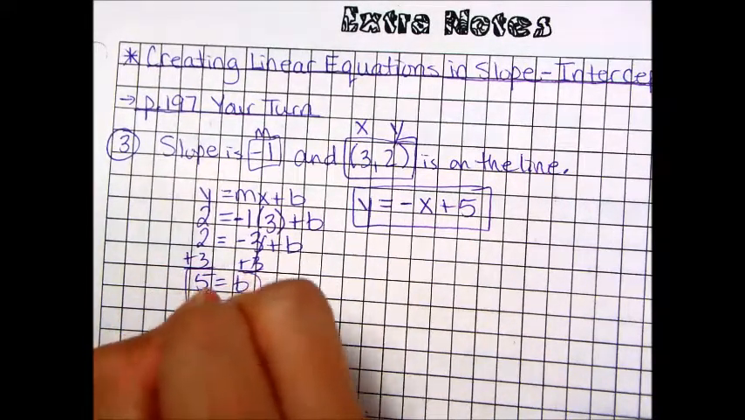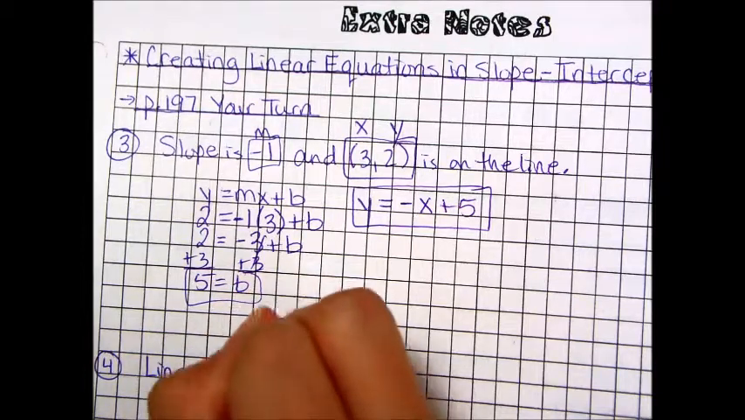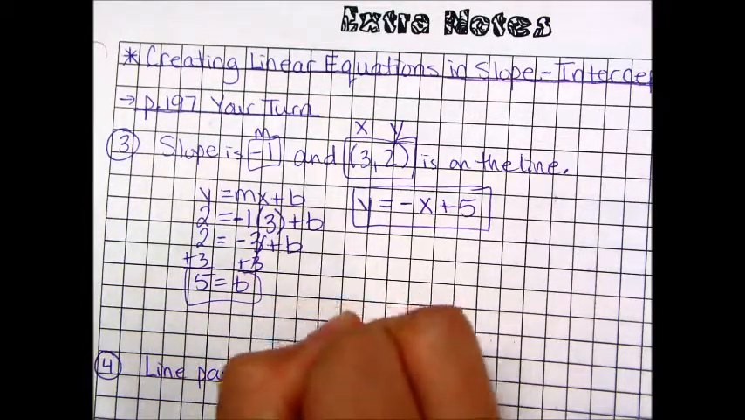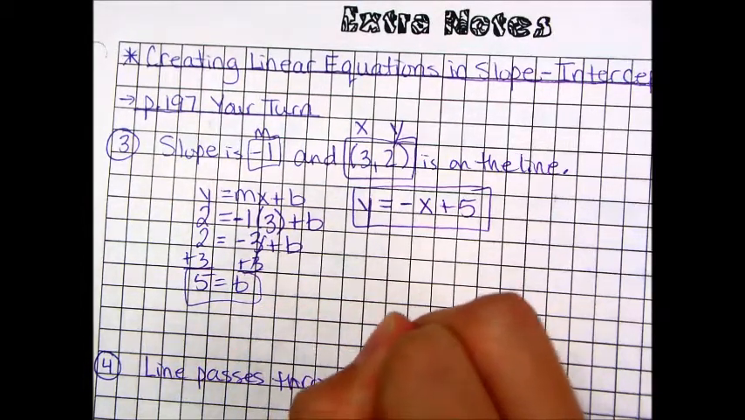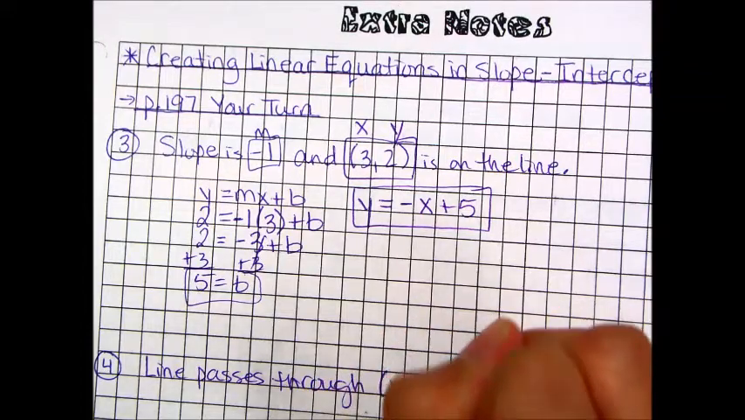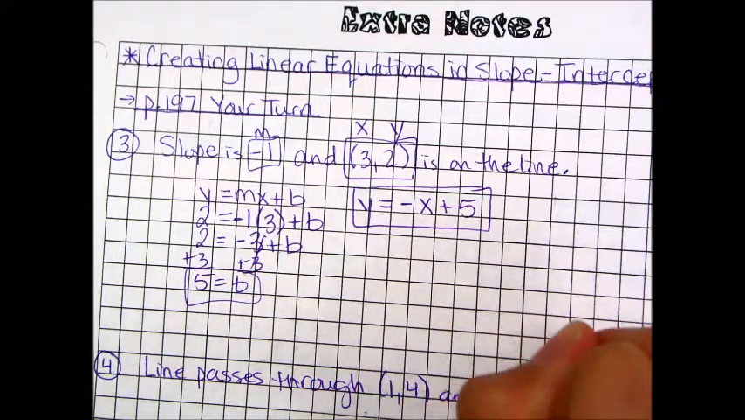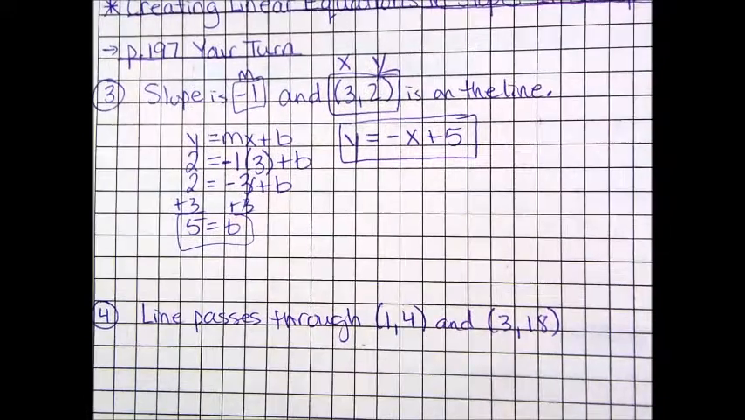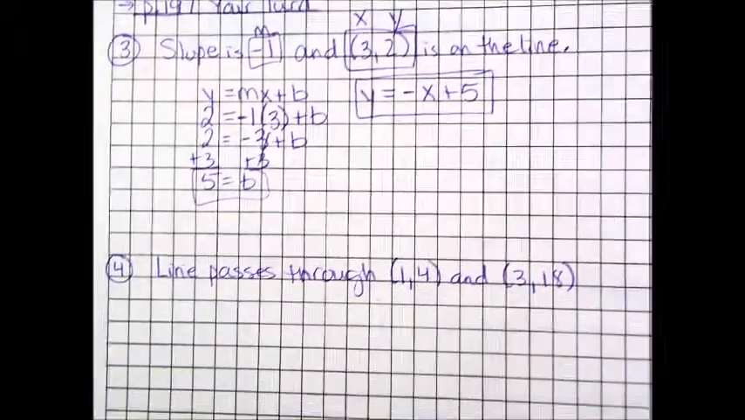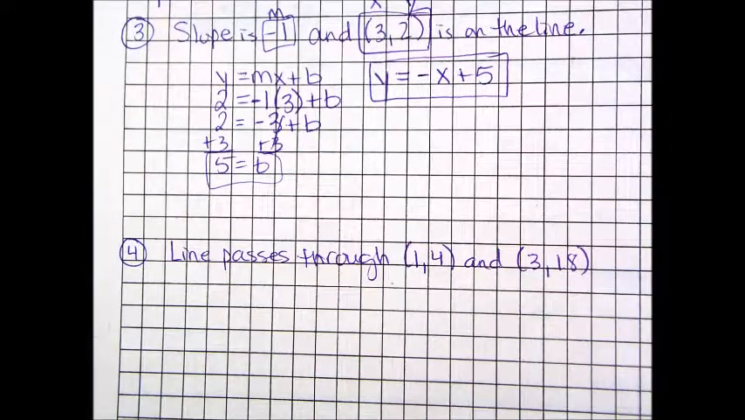Line passes through 1, 4, and 3, 18. So we're going to have to approach this one a little differently. So you stop and think about it and say, okay, I'm supposed to write an equation in slope-intercept form. And they haven't given me a slope or an intercept. So you have to get intelligent here about what you're going to do.